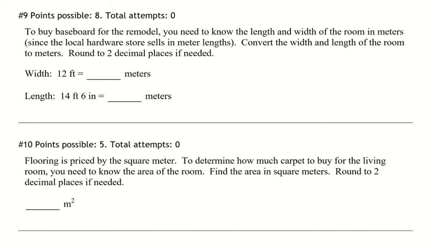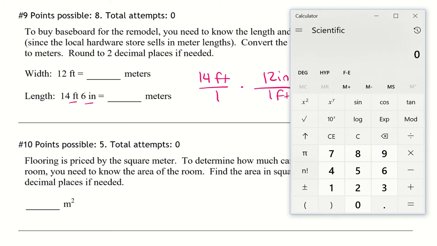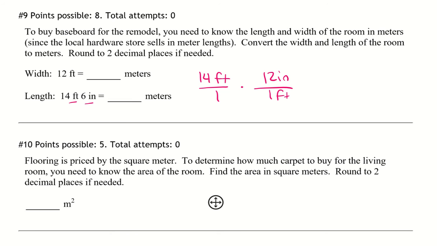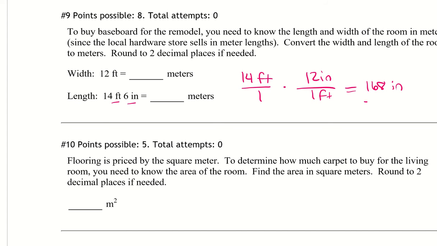Let's look at the length for number 9. So we have feet and inches. We need to use only one of those. We'll use the smaller, the inches. So I need to remember that for 1 foot there are 12 inches. So I'd multiply the 14 and the 12 to get me inches. So there's 168 inches in 14 feet, but I need to add that extra 6 inches to it. So I'm looking at a total of 174 inches.